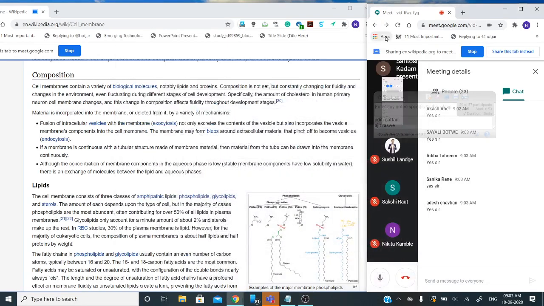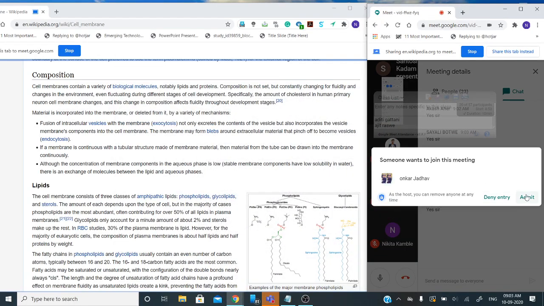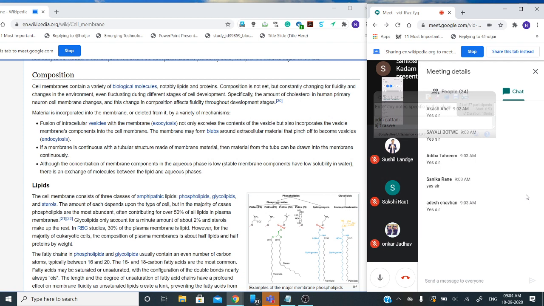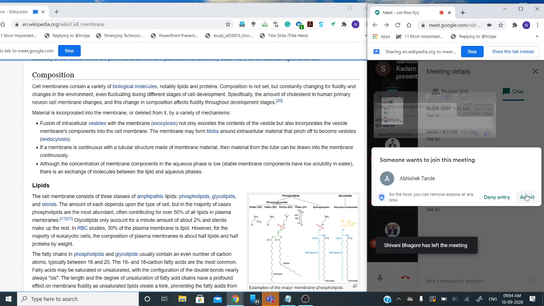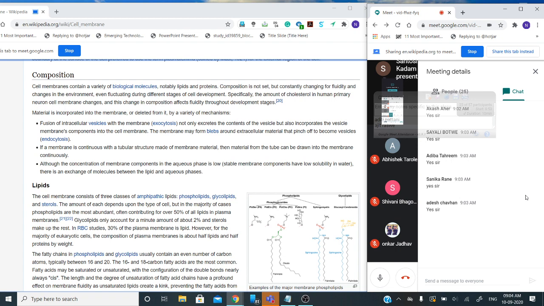This wide variety is available. The composition is not exactly the same. It is constantly changing, and there is a fluidity in that. It is dynamic, and it also fluctuates during different stages of cell development. Particularly, the amount of cholesterol can change at a variety of times, and this change in the composition will alter the fluidity throughout the development stages.